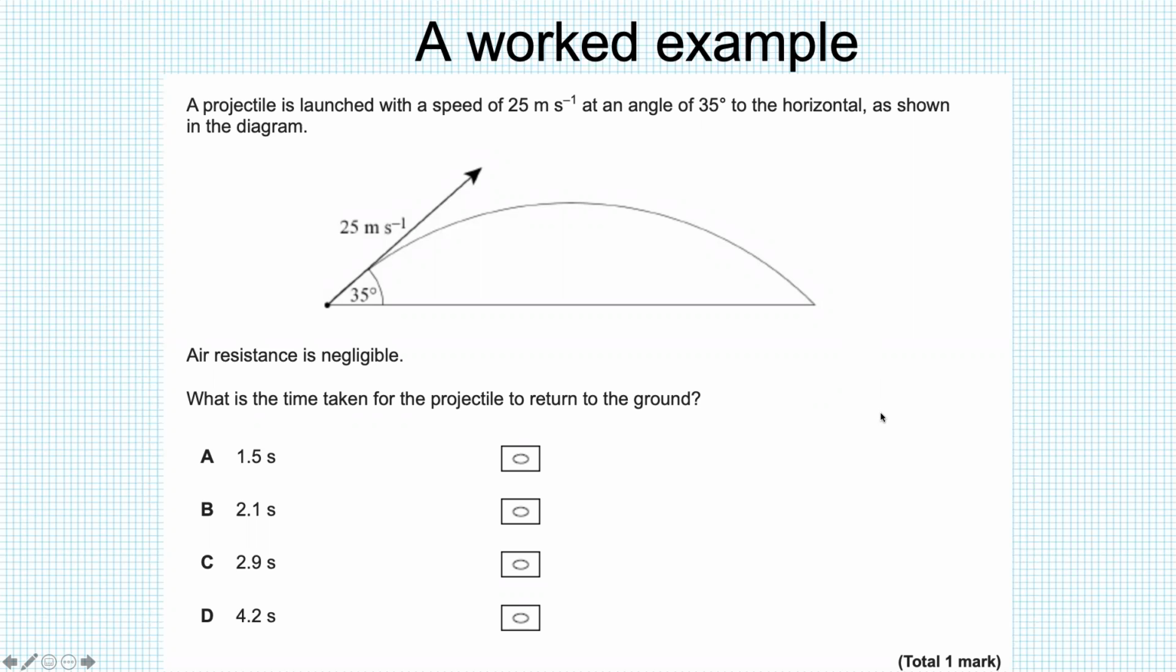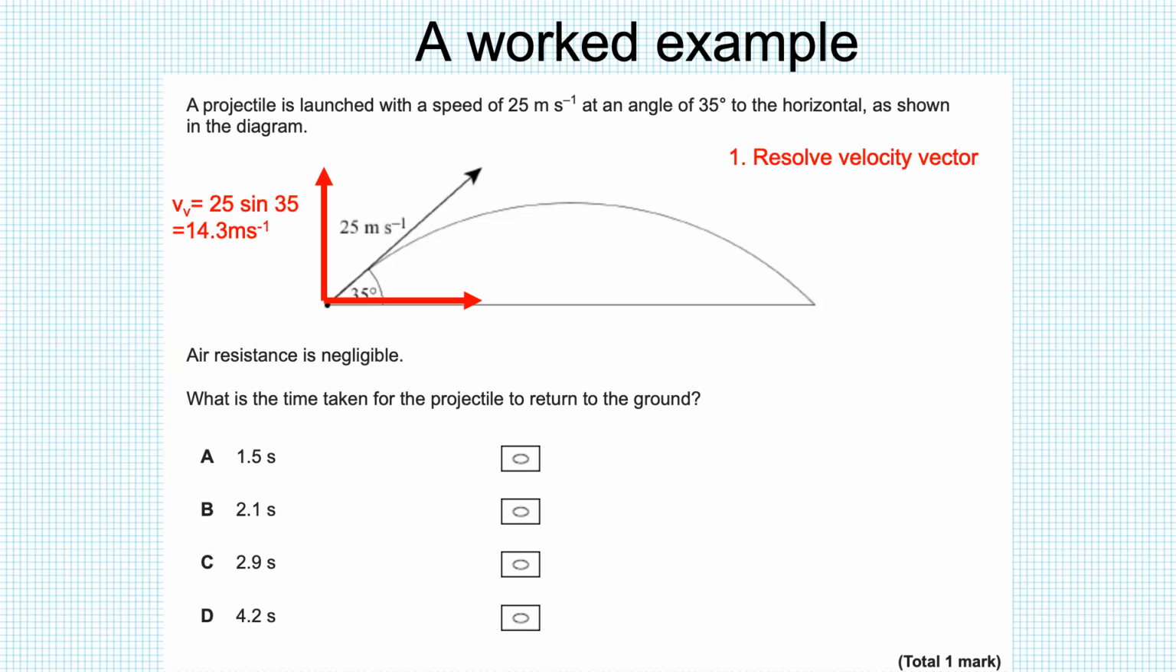Okay, so first thing we have to do is resolve the velocity vector. What we mean by that is we need to split that single vector into two vectors that are at 90 degrees, one horizontal and one vertical, just like that. And what we're going to do is have the vertical component of this as 25 sine 35. So it's the magnitude of this vector, and then we're going away from this angle. So that's sine of the angle.